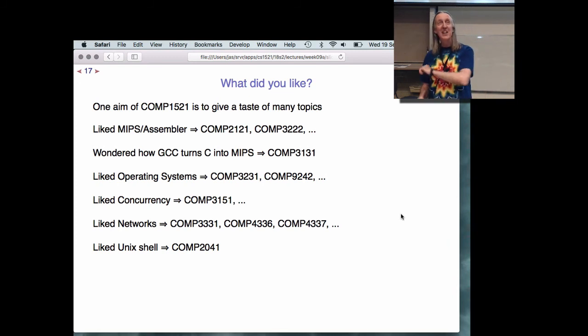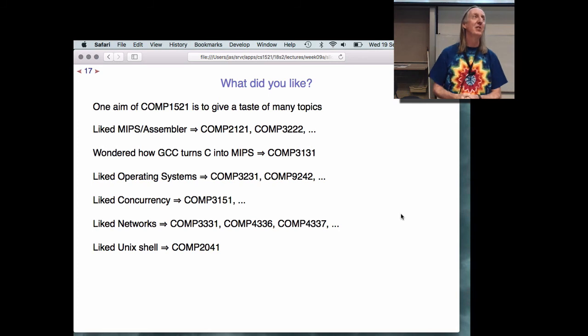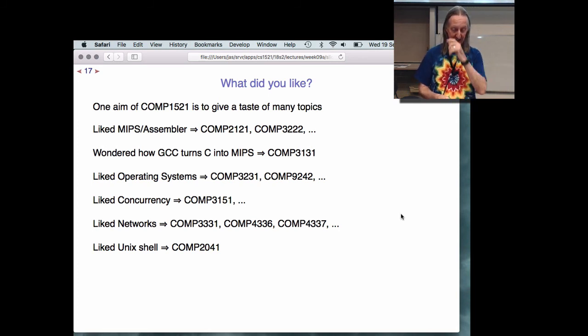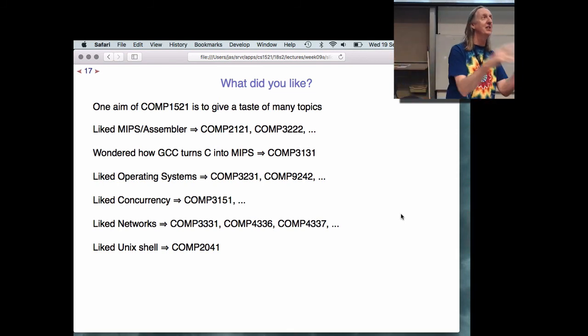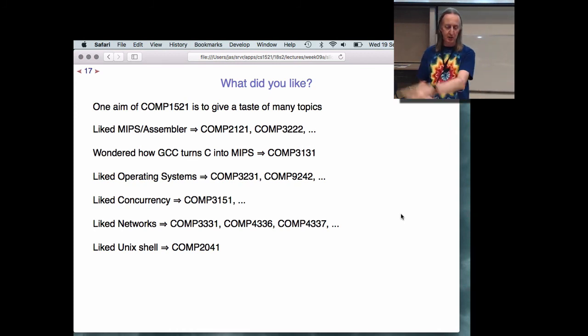Or you can take 2121 and 3222 and all of those other computer architecture type courses. If you thought, all right, this writing MIPS with all these prologues and epilogues on functions, and mapping simple C into MIPS assembler, and maybe at some point mapping real C into simple C. How does all that work, and how does GCC actually do it?